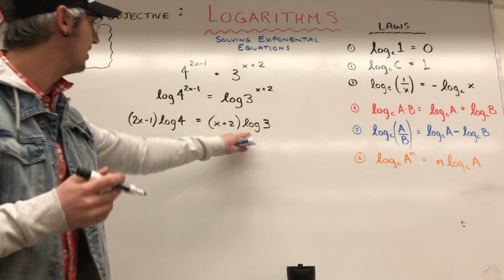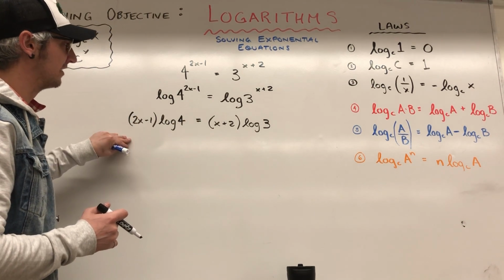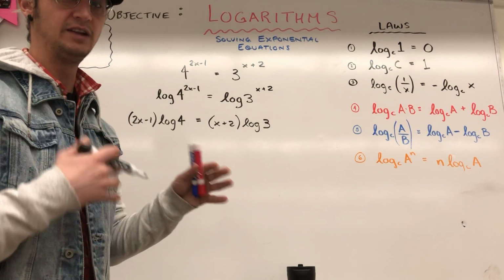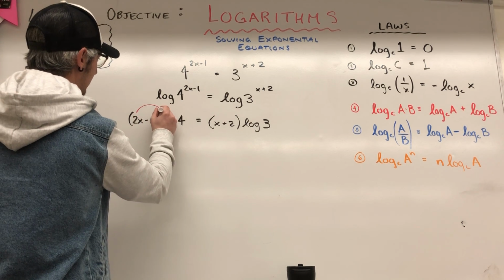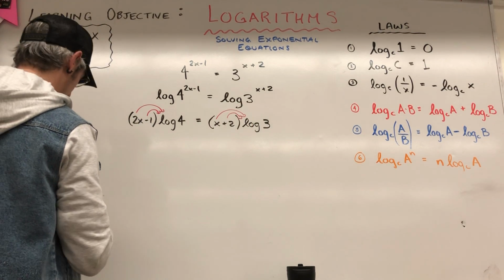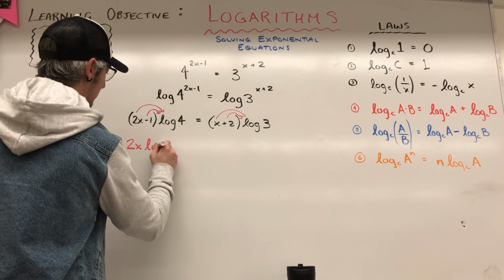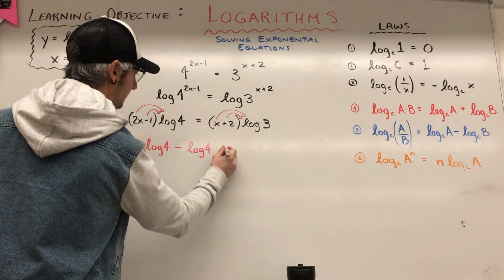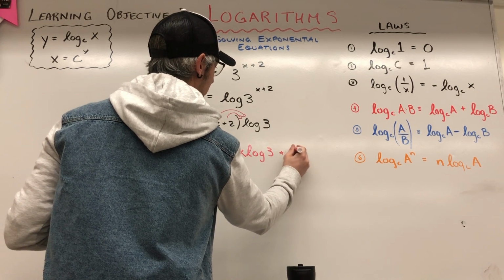Right now this is pretty useless to me. If I divided out the logs from either side, I'd still wind up with a rational expression. I'd have 2x minus 1 over x plus 2 is equal to log 3 over log 4, if I was to start dividing stuff around. That's not going to help me. What's going to help me is expanding out the multiplication here, and kind of isolating the terms. So when I do that, I get 2x times log 4 minus 1 log 4, or just minus log 4, is equal to x times log 3 plus 2 times log 3.